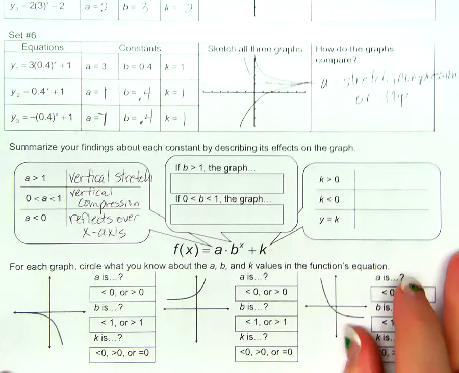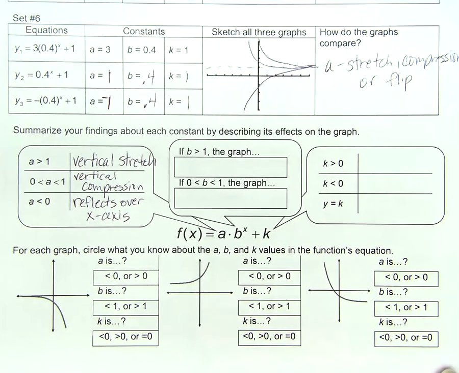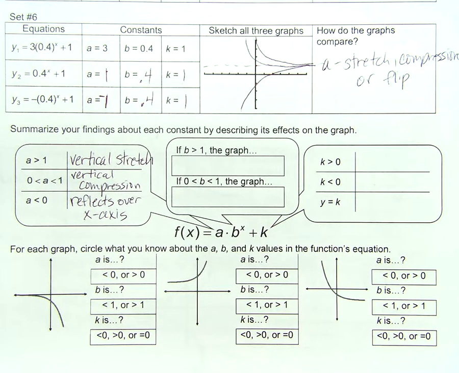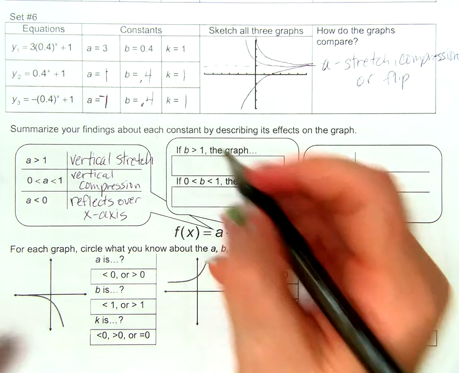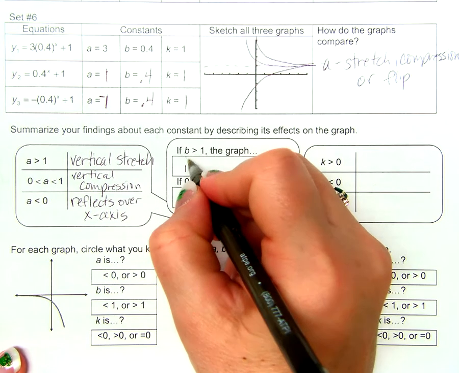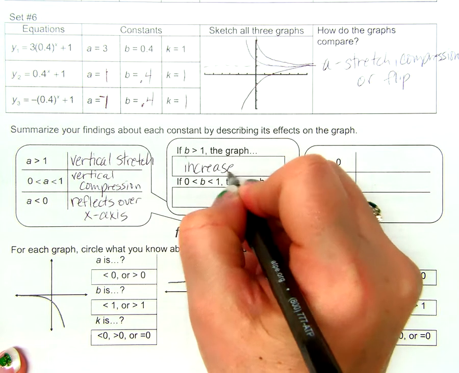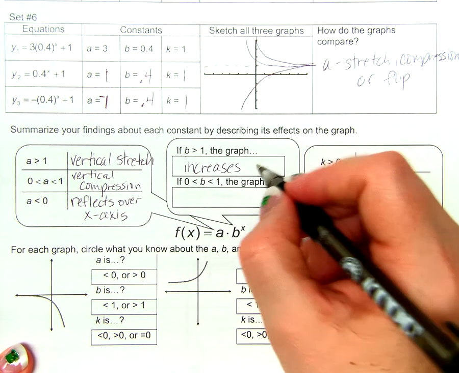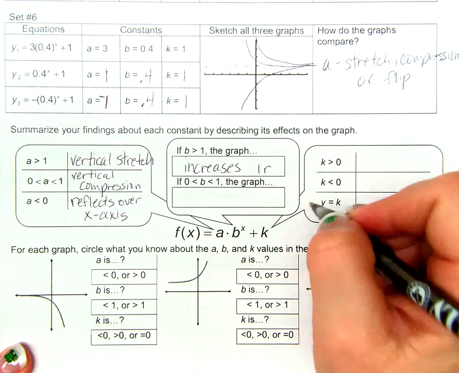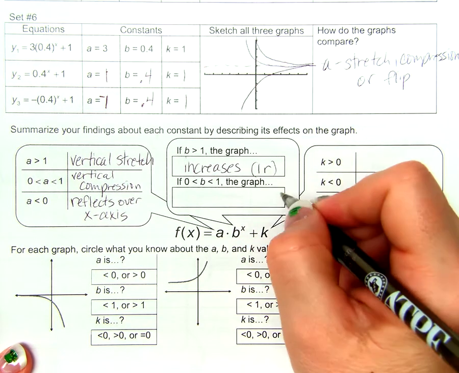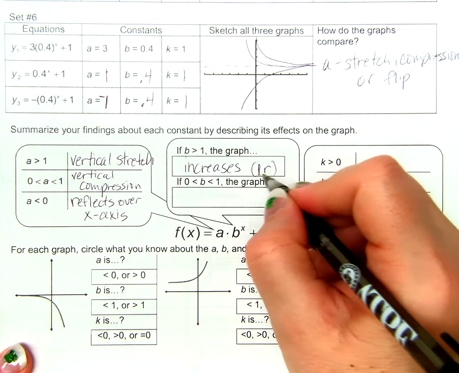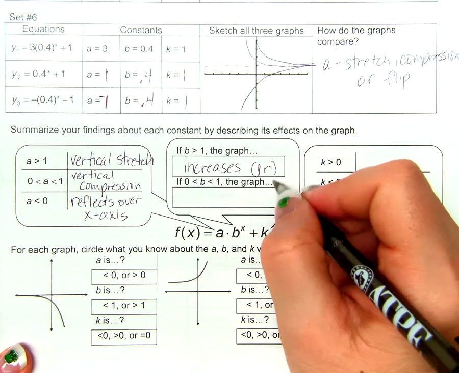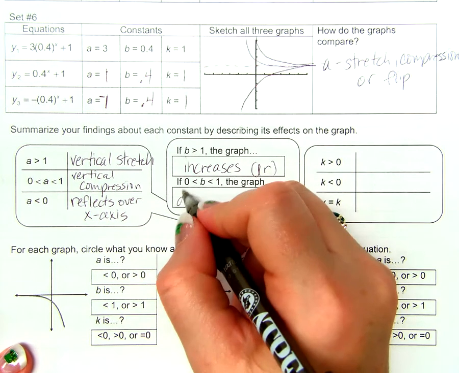Can we use words that are a little closer to math related? Ascending and descending is fine. I know what you mean, but how about increasing and decreasing? Is that okay? The graph increases. Do we need to say from left to right? Are you going to know what I mean if I say LR, left to right? LR. And this one decreases?